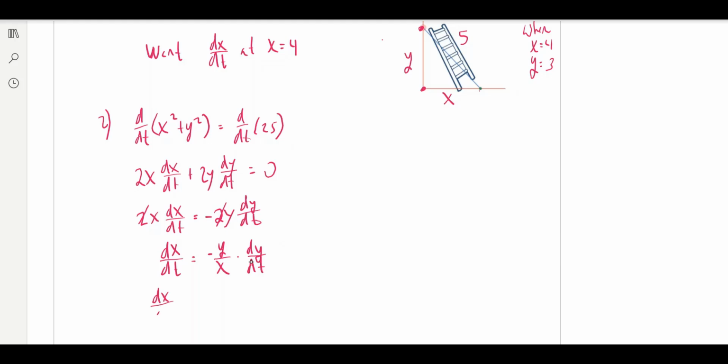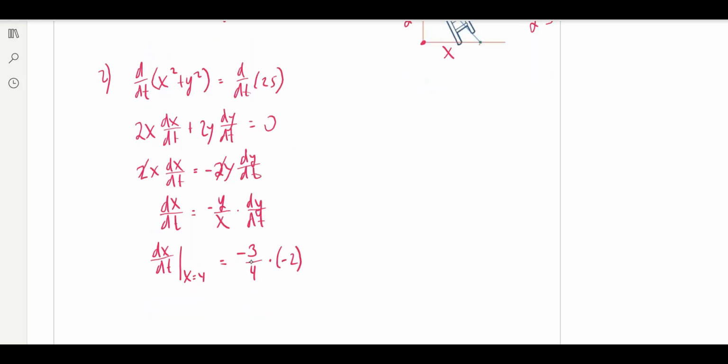So dx/dt at x equals 4 is, well, y is going to be 3 when x equals 4, so -3 over 4, and dy/dt is negative 2. By the way, if you didn't think to find y in the beginning when x is 4, now you could just jump right in and do it using x squared plus y squared is 25. All right, so let's finish this up. This is 3/2, and the units would be feet per second. And that's a positive rate because x is getting larger, not smaller.